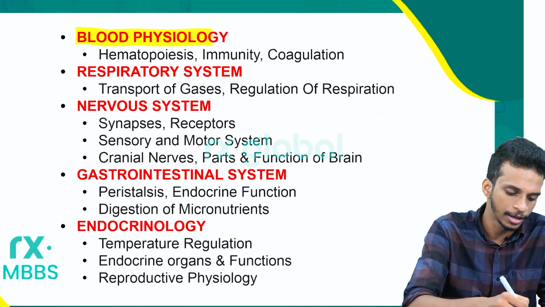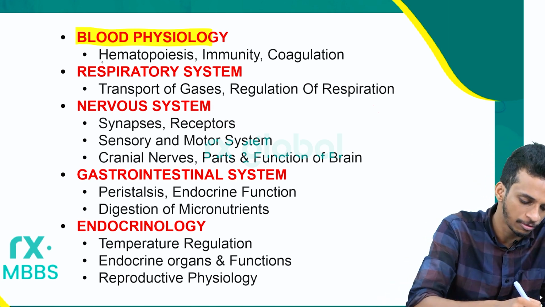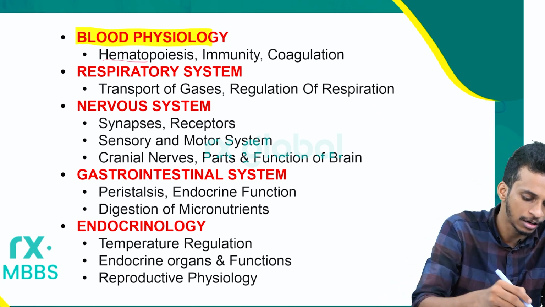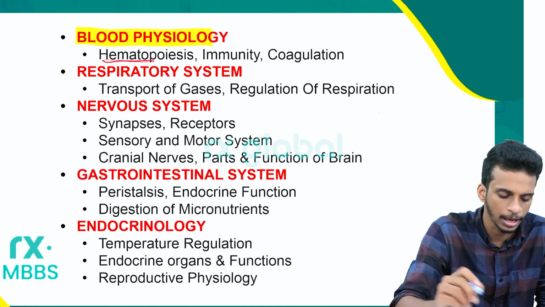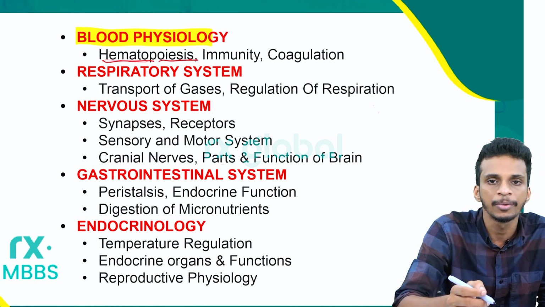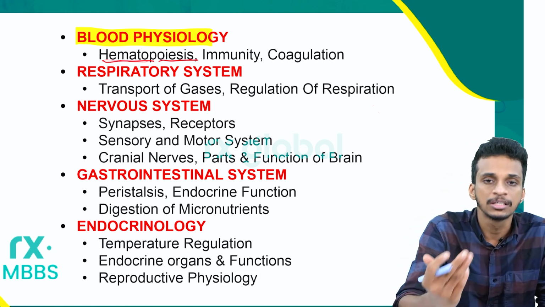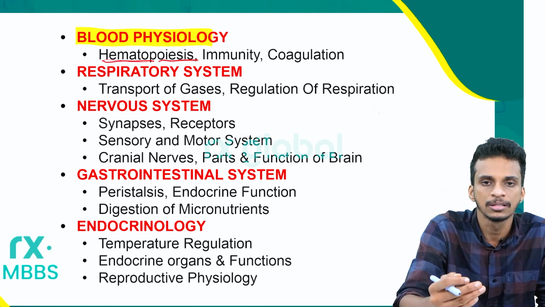Okay, so you will be learning about hematopoiesis. What does the word hematopoiesis mean? It's conveyed in the word itself. Hemato means something related to blood. Poiesis means synthesis. So hematopoiesis simply means the synthesis of RBCs.